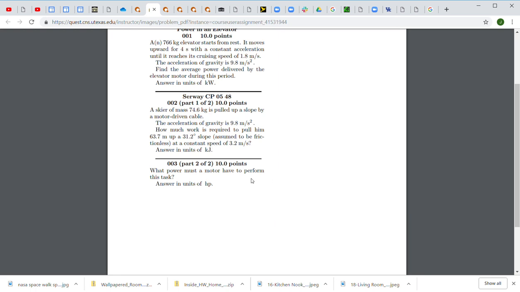What power must a motor have to perform this task? Answer in units of horsepower. So we'll first figure it out in SI units for power, which is watts. We know the speed the person's going at, and we've just calculated the rope force, so we can use our instantaneous power formula, which is that the instantaneous power is Fx times Vx if the thing is moving along the x direction. We just found our rope force, that would be our Fx, and the Vx would be 3.2 meters per second in my version of the problem.